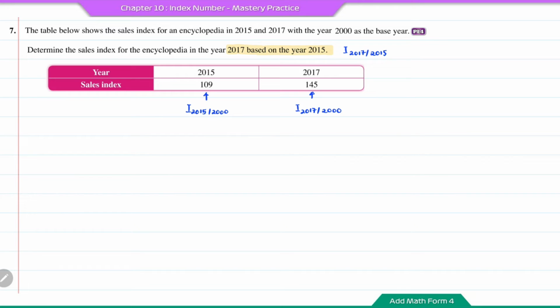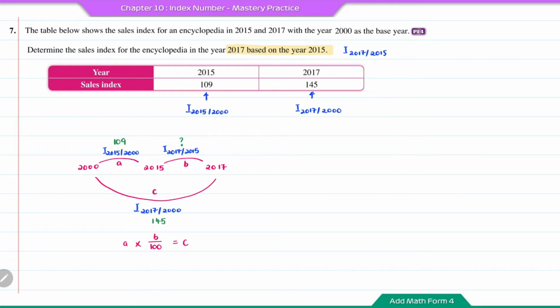So here we have two index numbers, we want to find another one, and it involves three different years, so we can use the SMILE method to solve this. This is what the information looks like in the SMILE method if you fill it in correctly. To solve this, it will be 109 times the index number in the year 2017 based on 2015 over 100. This will give us the answer of 145.